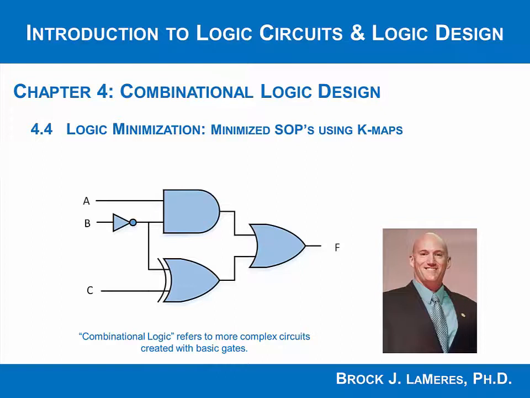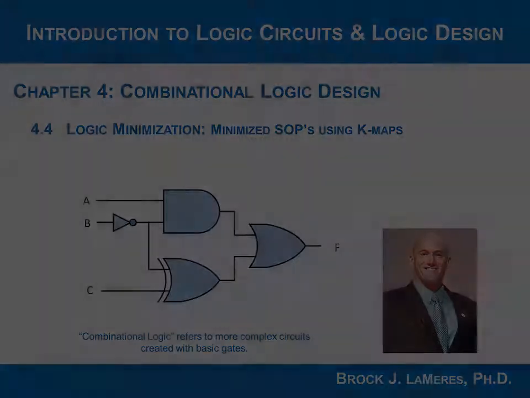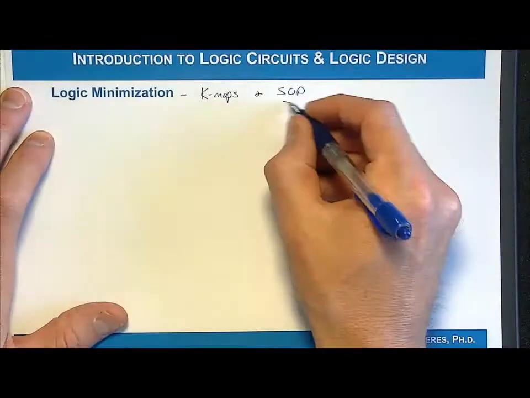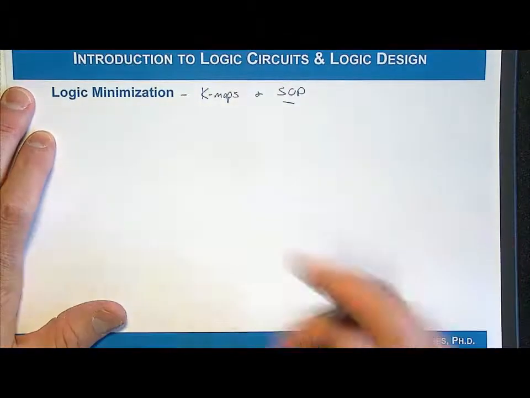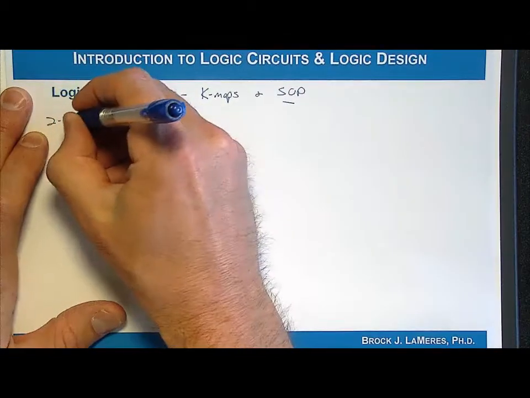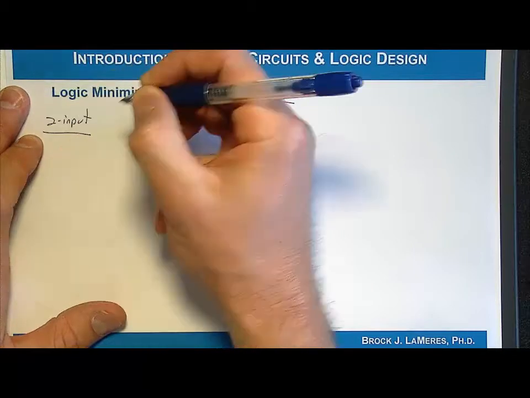At this point, we have learned how to form a kernel map from a truth table, and we're ready to start using a kernel map in order to create a minimized sum of products logic expression. Kmaps can also be used to create minimized product of sums logic expressions, but we'll start with the sum of products form.